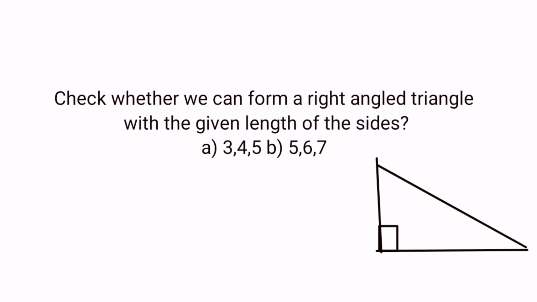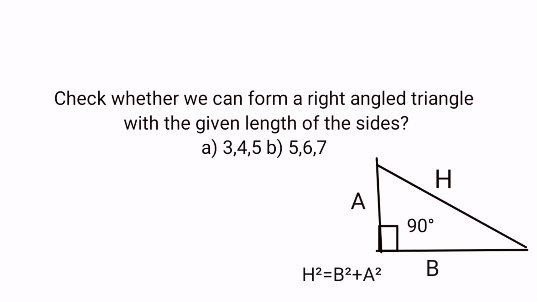Before starting, you need to know some points, that is, a right angled triangle is one in which one of the angles will be 90 degree and always the side which is opposite to 90 degree will be the hypotenuse and it is the longest side of that triangle. For a right angled triangle, always the hypotenuse square will be equal to base square plus altitude square. Now, to solve this question, we have to check whether hypotenuse square is equal to base square plus altitude square.